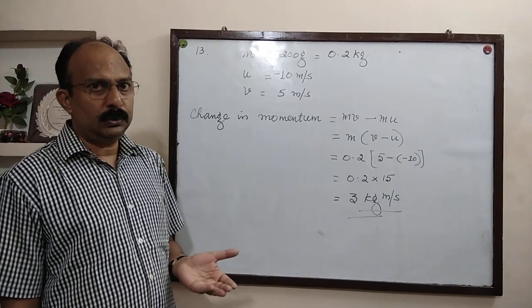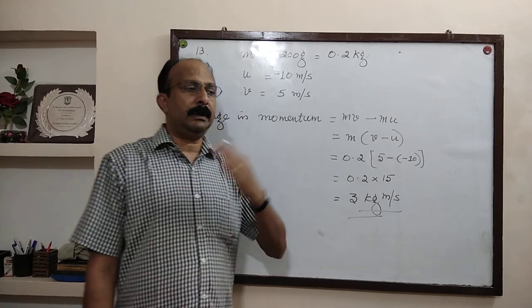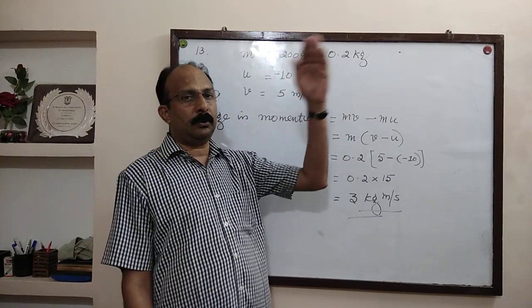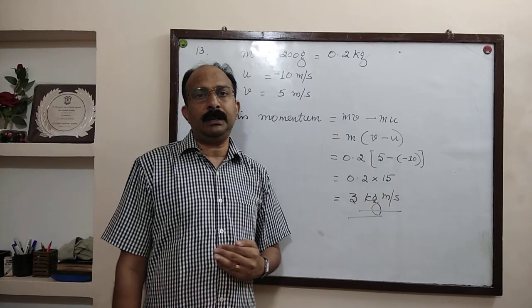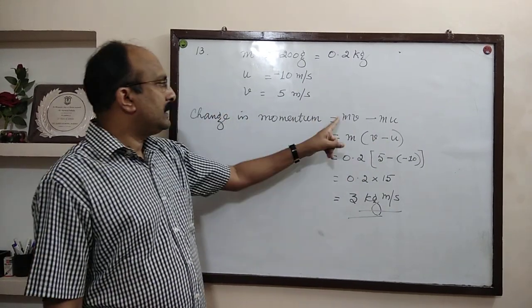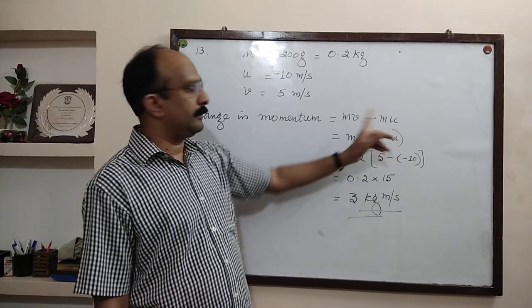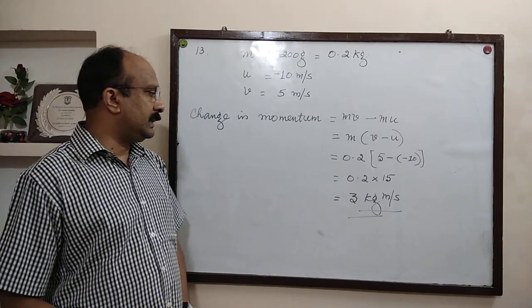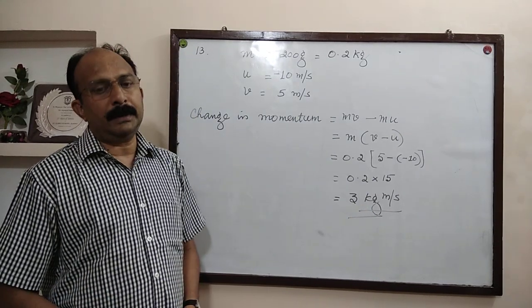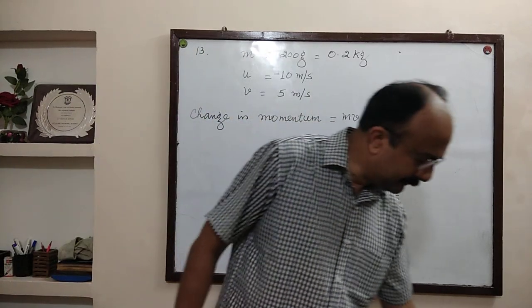mv minus mu this time, but we are asked to find the change in momentum in the direction after hitting the ball. So that velocity is taken as plus. So initial velocity has become minus. Change in momentum means final momentum minus initial momentum. This is the calculation. So the answer is 3 kg meter per second. Got it? Okay.